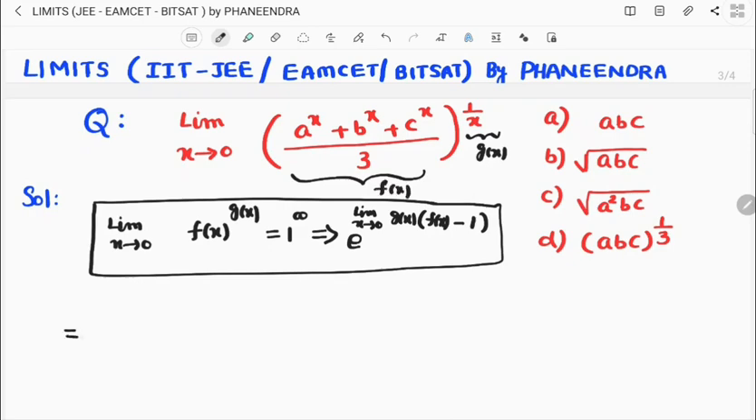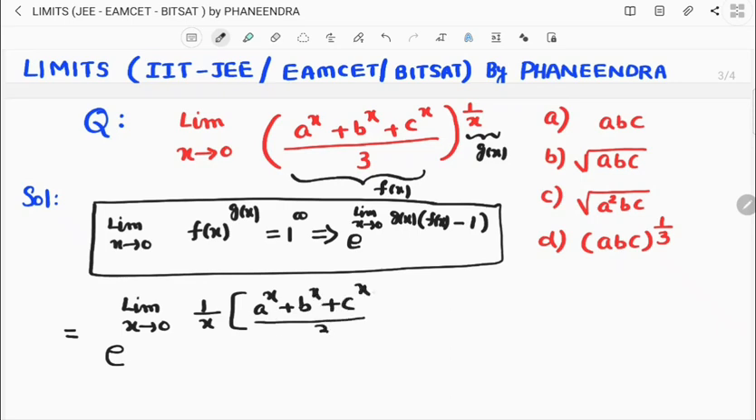Now e power g(x), that means 1 by x, into f(x) minus 1. You also need to take the limit. So e power limit as x tends to 0 of 1 by x into ((a^x + b^x + c^x)/3 minus 1).